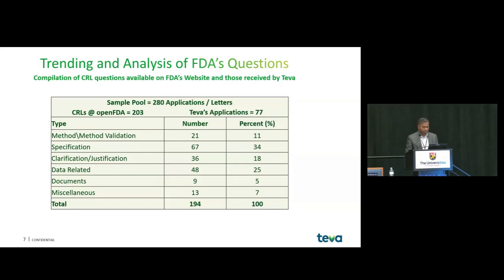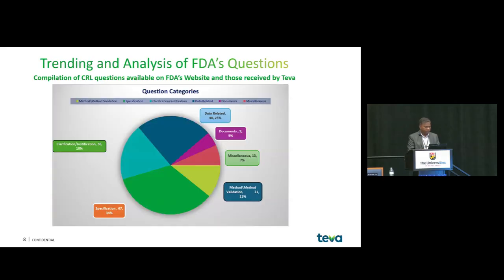We had the largest number of questions from specifications, and then you can go down. The next was related to data, clarification, and justification. And thankfully, method validation comes very low in this order. And we had some miscellaneous questions, which are all over the place, partly from specifications, method validation, and so on, and questions related to documentation. So this is how the questions look.